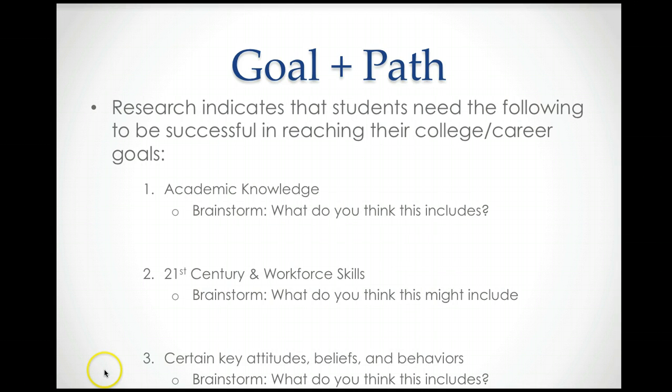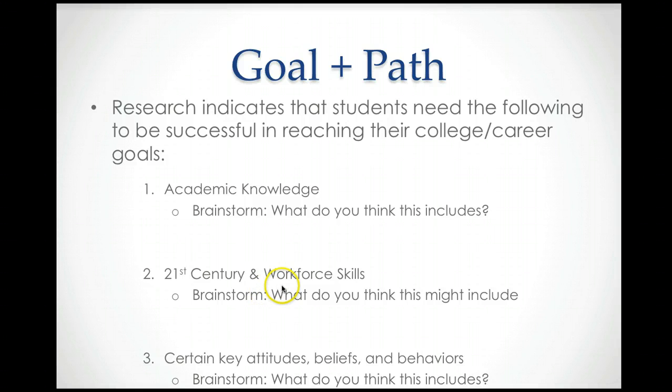And research shows that there are 3 areas in which successful people accomplish their goals. One is academic knowledge, one is 21st century and workforce skills, and another one is certain attitudes, beliefs, and behaviors. And you may be asking yourself, what does any of that mean?